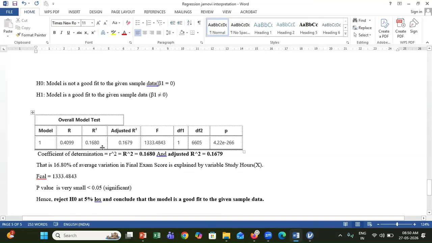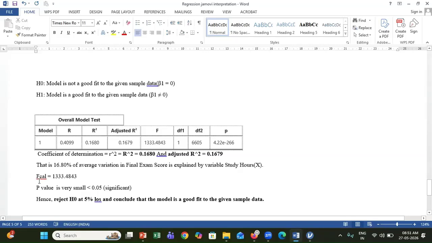Now, let's understand some important statistics in the regression output. First, R squared tells us how much variation in the dependent variable is explained by the predictor variable. And adjusted R square tells you how accurate this prediction is. Since both of them are equal, it says that my prediction is on the right path. And an R squared value of 0.1680 means that 16.80 percent of the variation in final exam score is explained by the variable study hours.